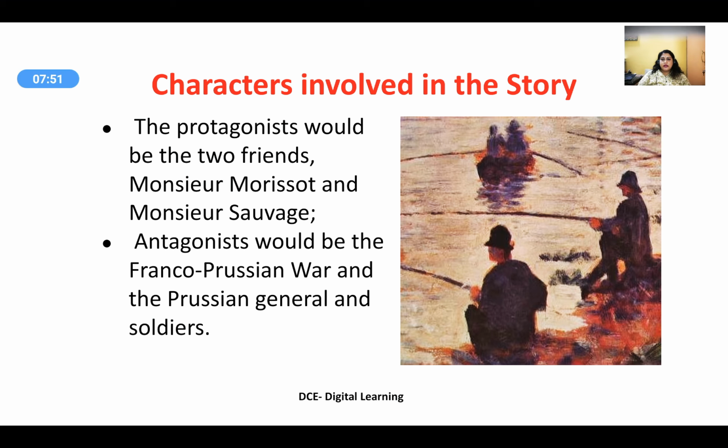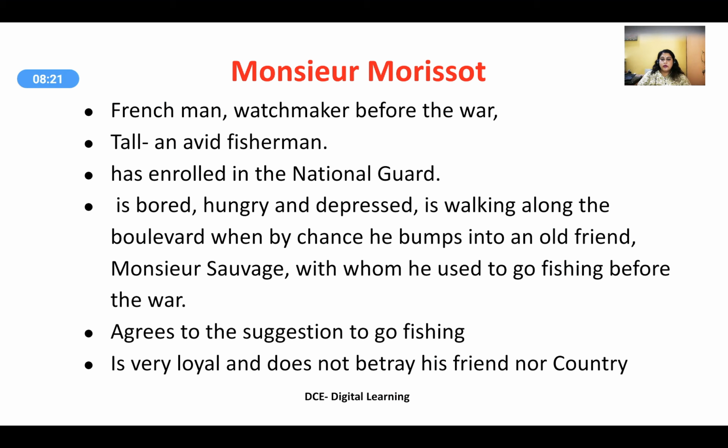Now let us have a look at the characters involved in the story. The protagonists, that is the primary characters, the positive characters, would be the two friends, Monsieur Morisot and Monsieur Sauvage. The antagonists are the opposite forces to the protagonists. The antagonists would be the Franco-Prussian War and the Prussian general and soldiers. Observe, the war also is considered as a character here. Now let us go in detail.